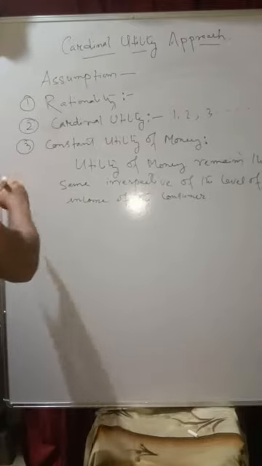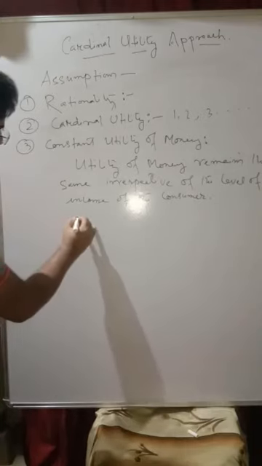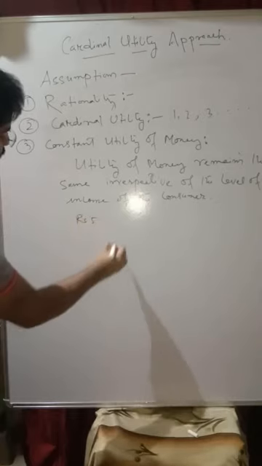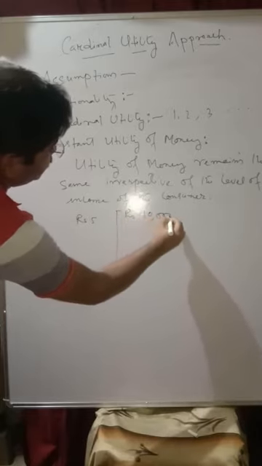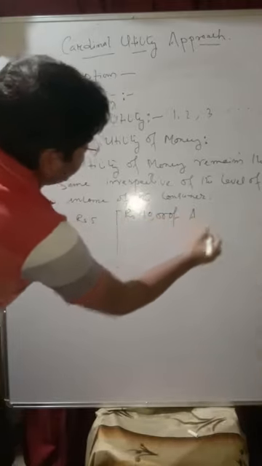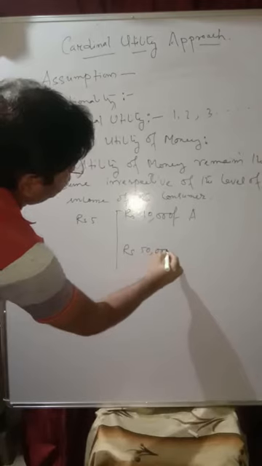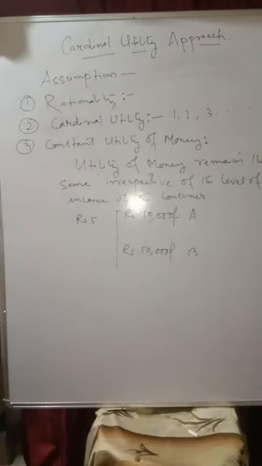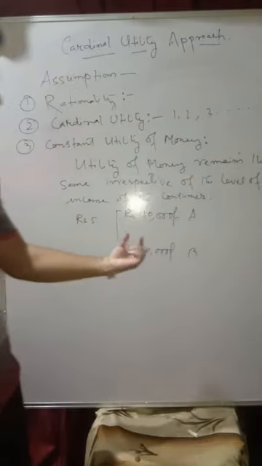There is constant marginal utility of money, that is, the marginal utility of money remains the same for all consumers having different levels of income. Suppose for rupees 5, person A has an income of rupees 10,000, and person B has an income of rupees 50,000.